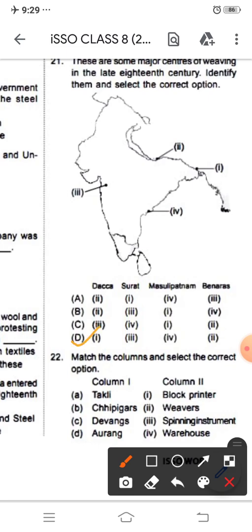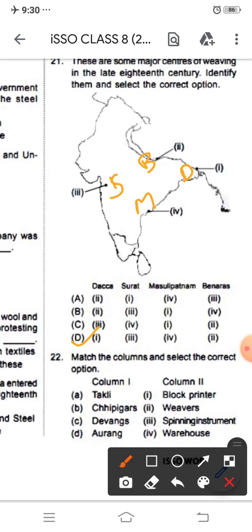Dhaka is this place. Surat is from Gujarat. Number 3, next is Masulipatnam in Andhra Pradesh, and Benares in Uttar Pradesh. So that is the main area.